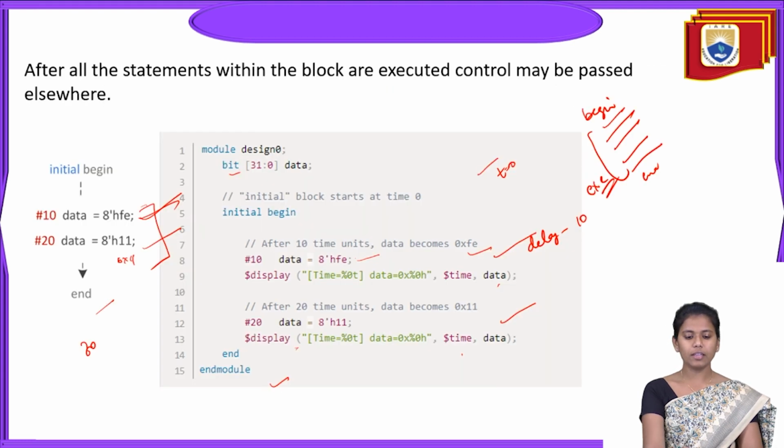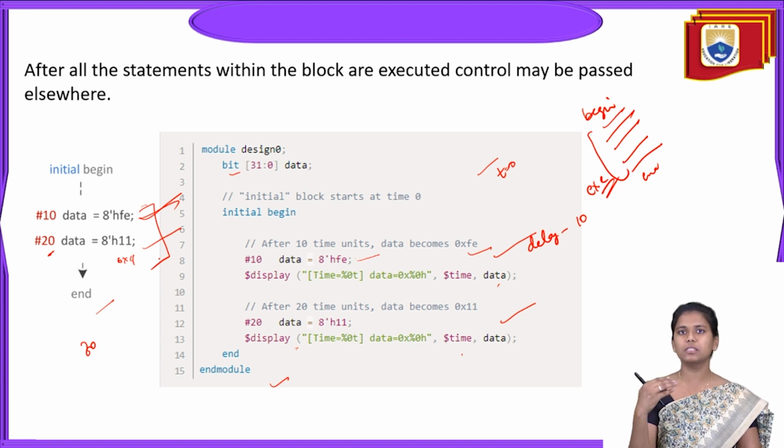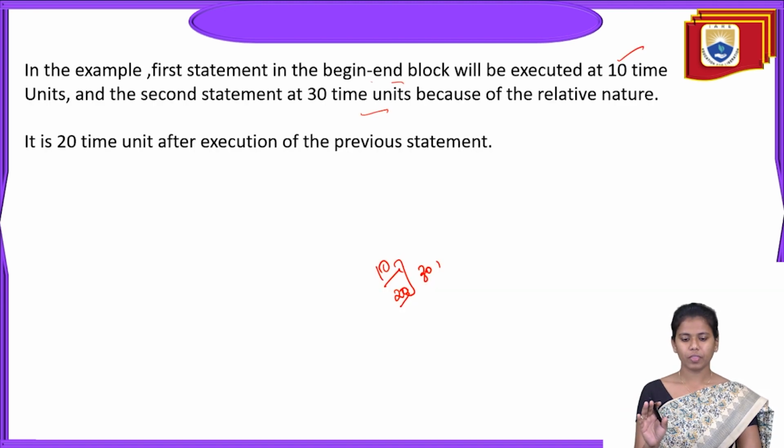So it is 20 time units after execution of the previous statement. So here in the example, after 20 nanoseconds of time delay, statement 2 is getting executed. Okay, so here it is mentioned as 20. That means after 20 nanoseconds of time delay, statement 2 is getting executed. So totally 30 nanoseconds of time delay. Within the 30 nanoseconds, both statements 1 and 2 complete their execution.